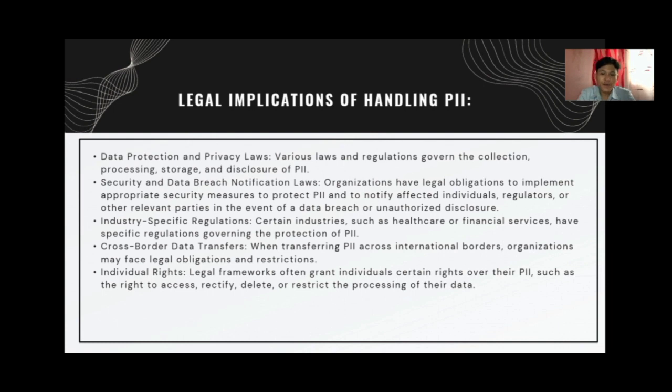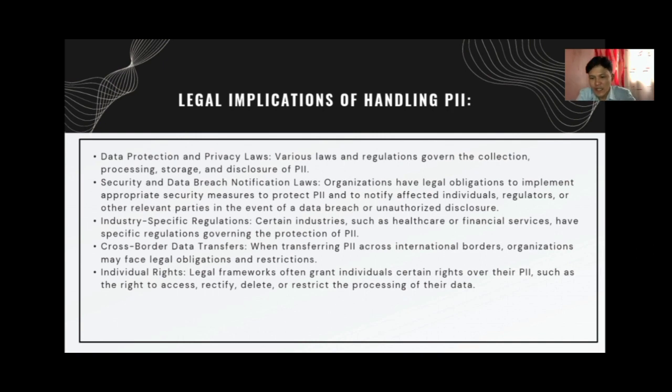So let's explore some key legal considerations. First, data protection and privacy laws. These play a vital role in safeguarding personally identifiable information. These laws outline specific requirements for obtaining consent, providing notice, implementing security measures, and allowing individuals to exercise their rights over their personal information. Examples include the General Data Protection Regulation in the European Union, the California Consumer Privacy Act, and the Health Insurance Portability and Accountability Act in the United States.